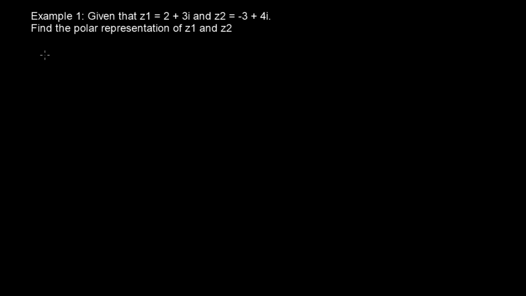So let's start. I hope with this example you are going to understand this better. The first one is z1. So z1 is defined as 2 plus 3i. Don't forget, as I mentioned initially, if you have to find the polar representation of a complex number, you are going to need two things.